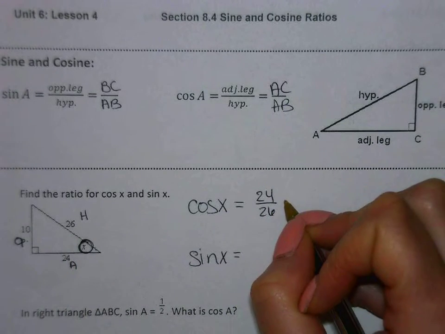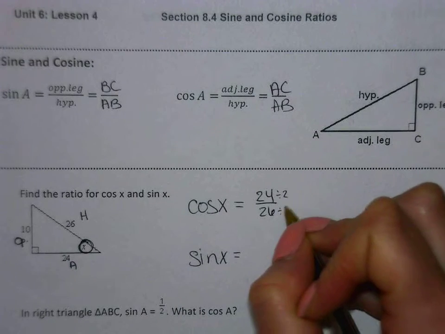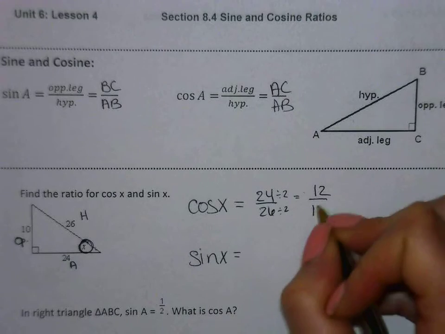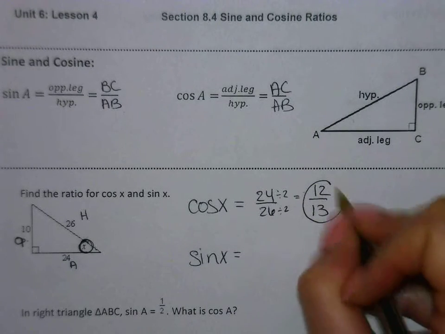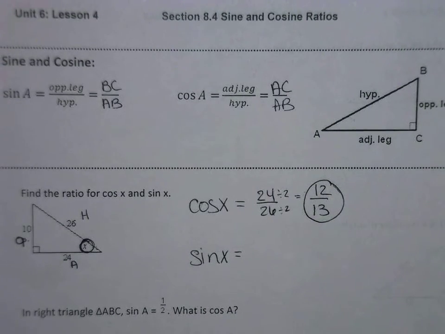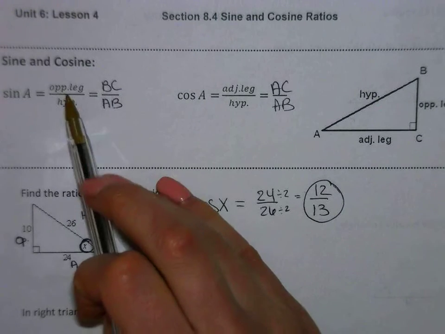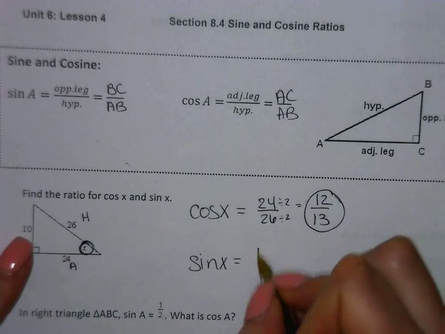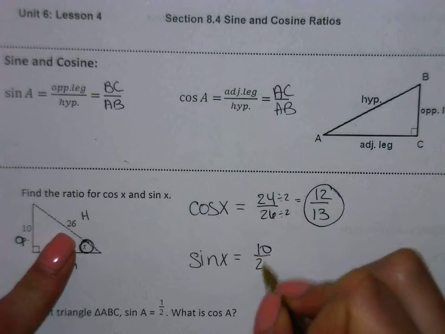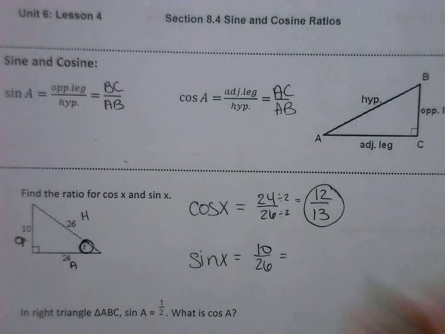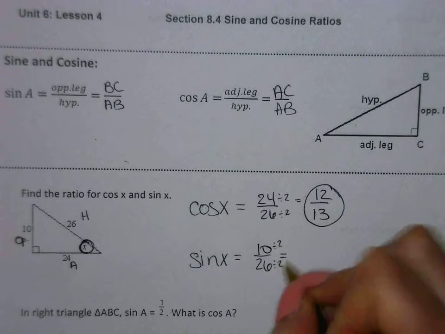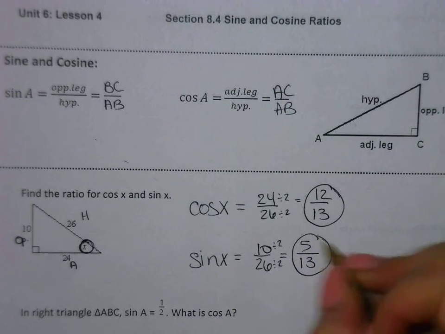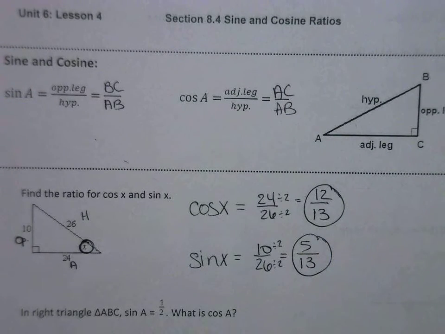So if we reduce this, 2 goes into both. 24 divided by 2 is 12. 26 divided by 2 is 13. So the cosine of x is 12 over 13. So then the sine of x is the opposite leg divided by the hypotenuse. So if we're looking at the opposite leg, it's 10 divided by our hypotenuse, which is 26. So if we reduce that as well, both of them go into 2. 10 divided by 2 is 5. 26 divided by 2 is 13. So the ratio of the sine of x is 5 over 13.